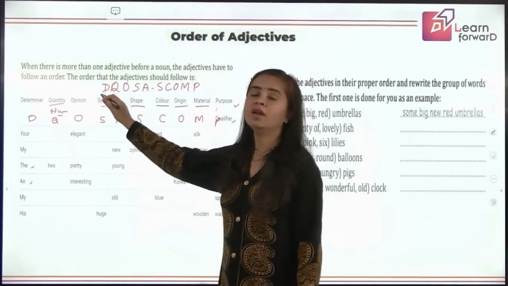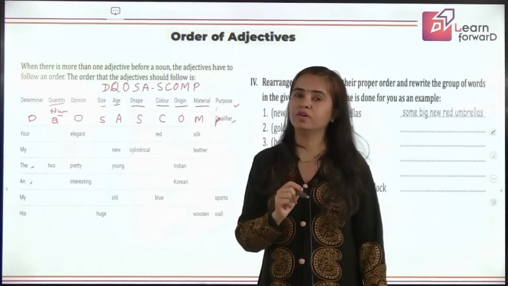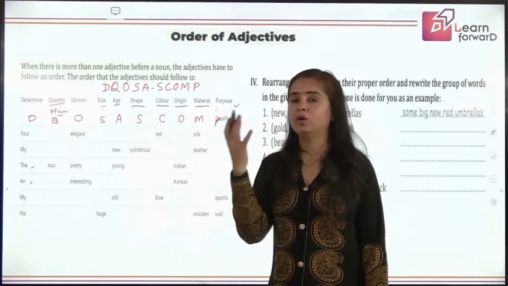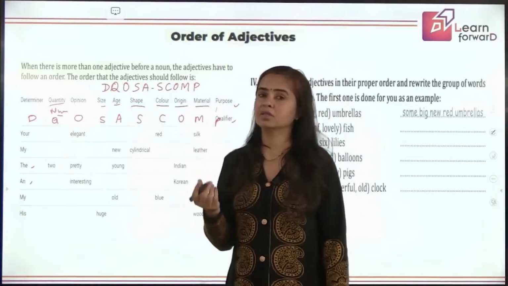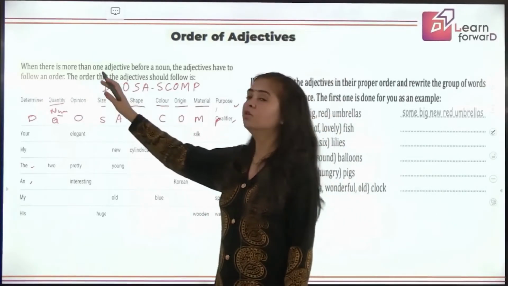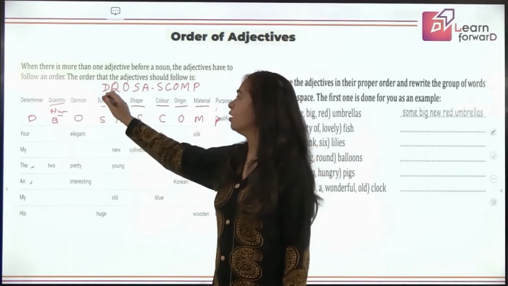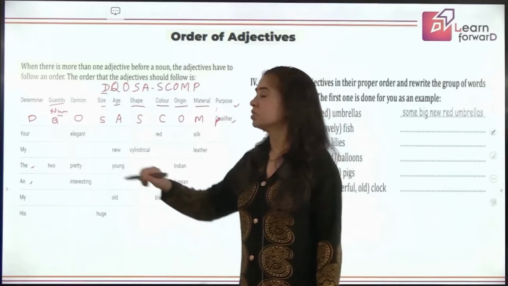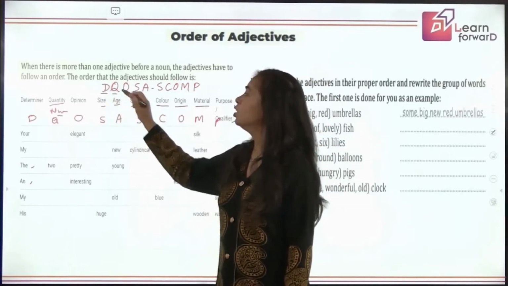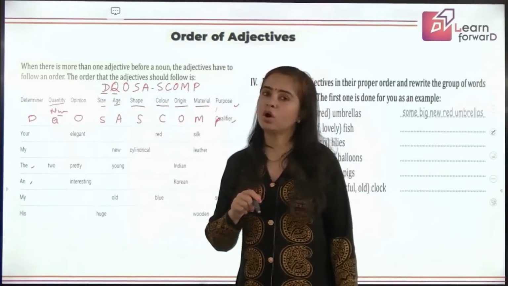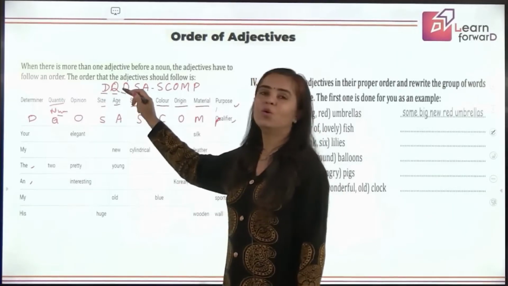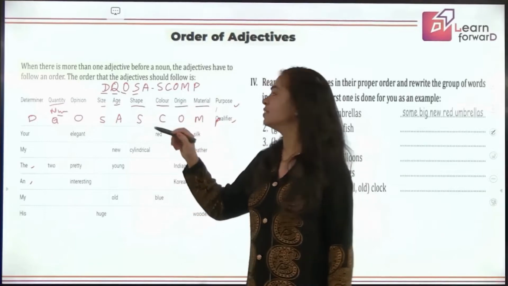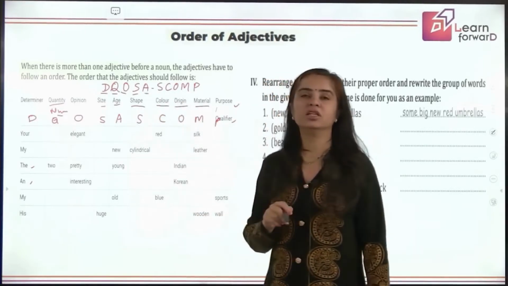D is for determiner. It's a new word for you, but in determiners, what do we include? I told you we include possessives and articles there. So two things are included here for the time being. For your level, determiners are possessives and articles. So D for determiners, Q is for quantity or number. Next is O for opinion. Then S comes for size. A comes for age. This is dicosa.